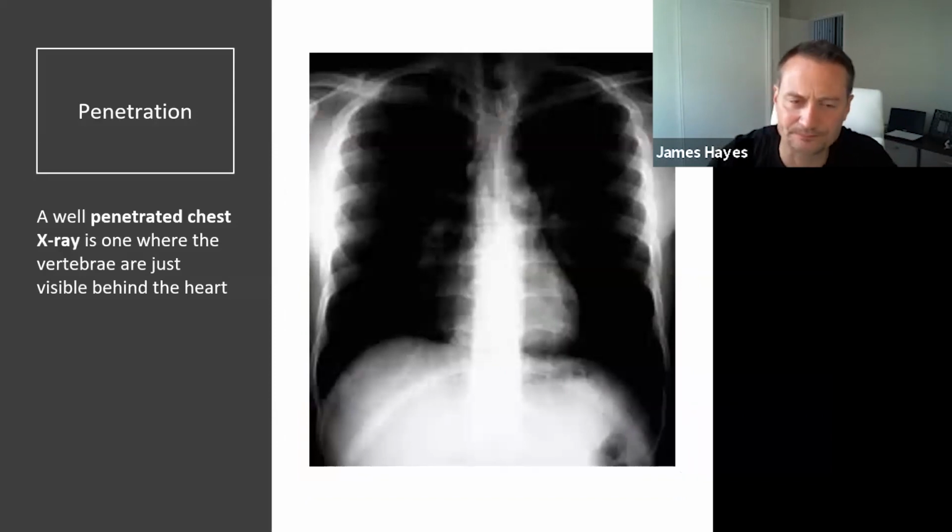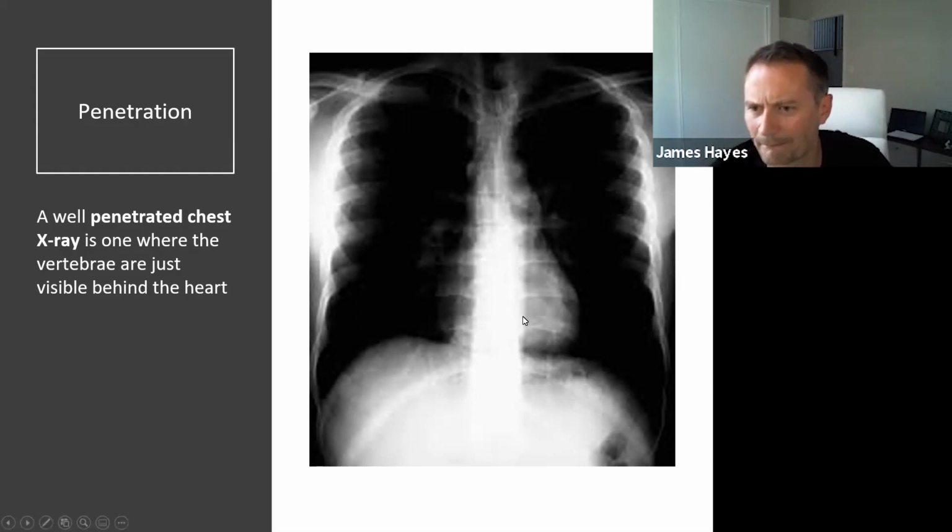Okay, penetration. One of the things you've got to look for on all of your images, does it look nice? Now this chest x-ray doesn't look nice because all we can see is 2 things, black and white. So we can kind of see that they've got a heart and they've probably got lungs. The lungs could have been removed and we've got no idea because we can't see them. We can just see 2 black holes. The way to check a chest x-ray is that you can just about see the vertebra behind the heart.